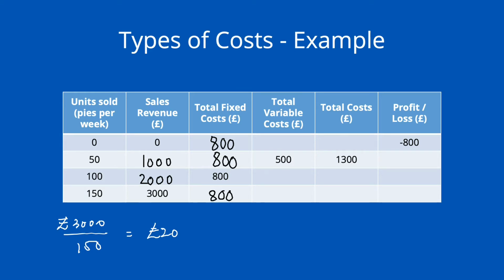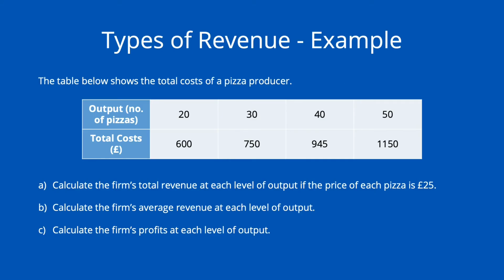Next, let's take a look at total variable costs. We're assuming here that variable costs vary linearly with output, so as I double my output from 50 to 100, variable costs also double, from £500 to £1,000. Similarly, as output triples from 50 to 150 pies, variable costs triple from £500 to £1,500. Of course, variable costs are £0 when there's no output. Now that we have fixed and variable costs, we can work out total costs, as total costs are just the two added together. Finally, profit is equal to total revenue minus total costs, so we can use the data from columns 2 and 5 to work out profit at all quantities.